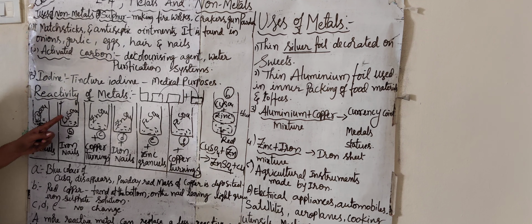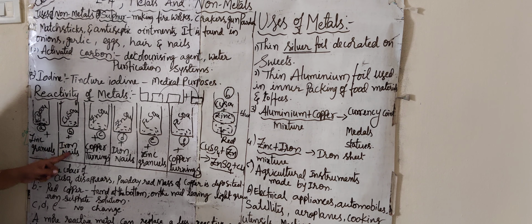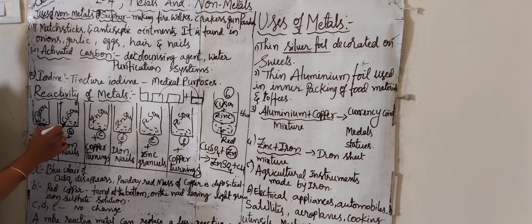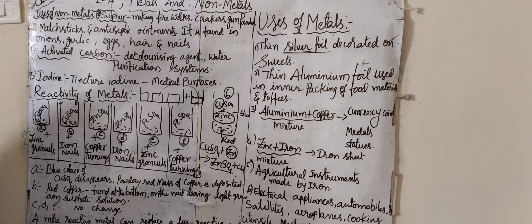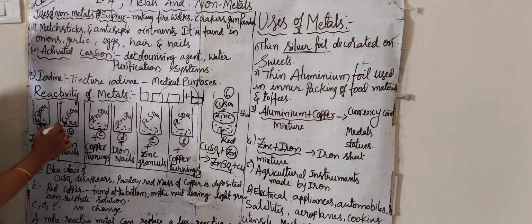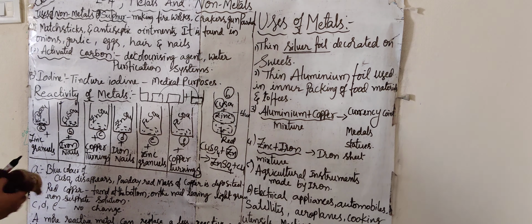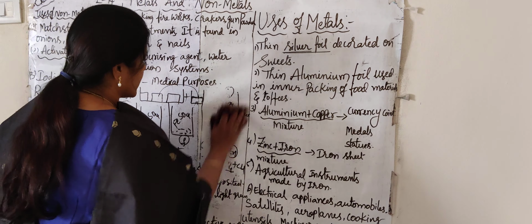Next, coming to the copper sulfate with iron nails. Copper sulfate with iron nails. So here with these iron nails also you will get red colored powder at the bottom of this beaker, and this red color is due to the iron nails. This red color you will get due to these iron nails. This also I will explain.